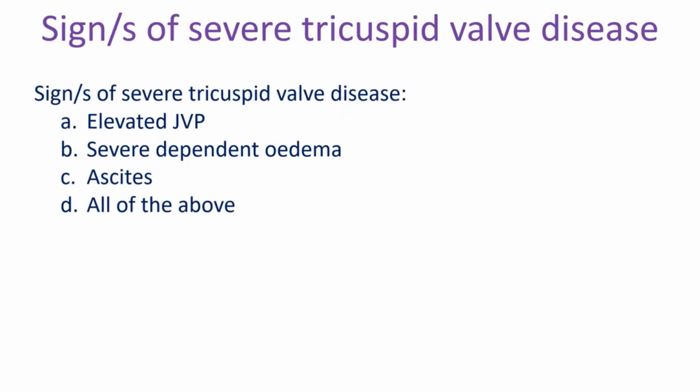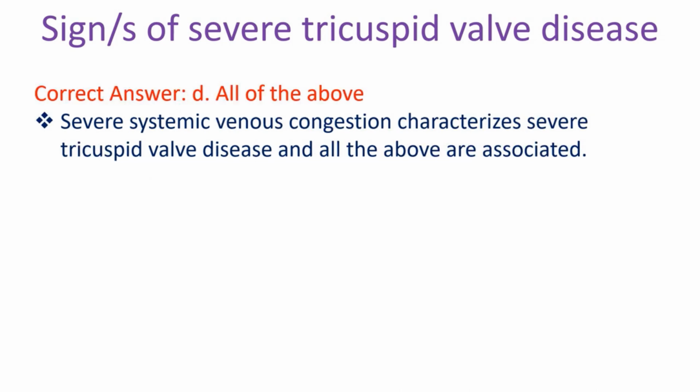Signs of severe tricuspid valve disease: A. Elevated JVP, B. Severe dependent edema, C. Ascites, D. All of the above. Correct answer D. All of the above. Severe systemic venous congestion characterizes severe tricuspid valve disease, and all of the above are associated.